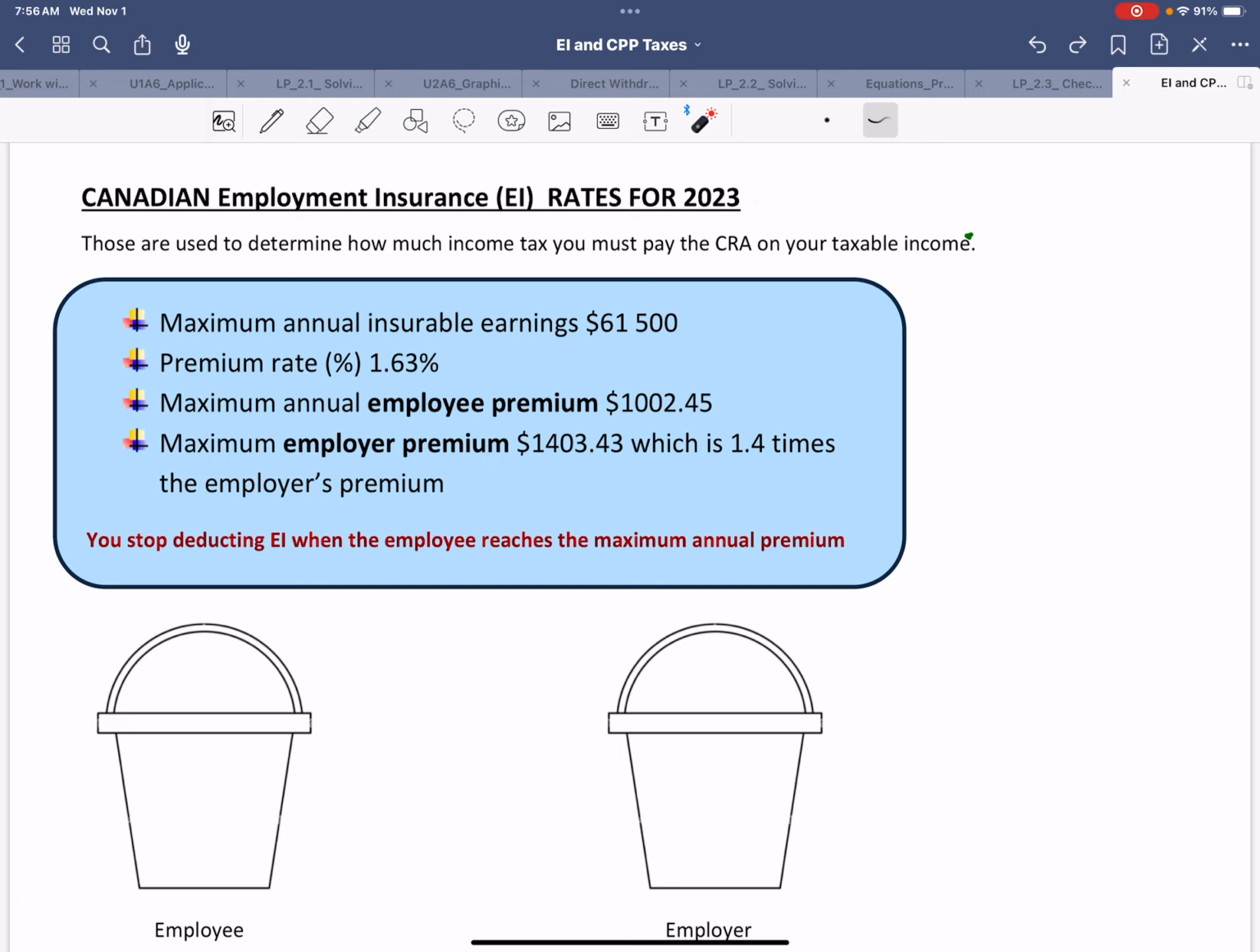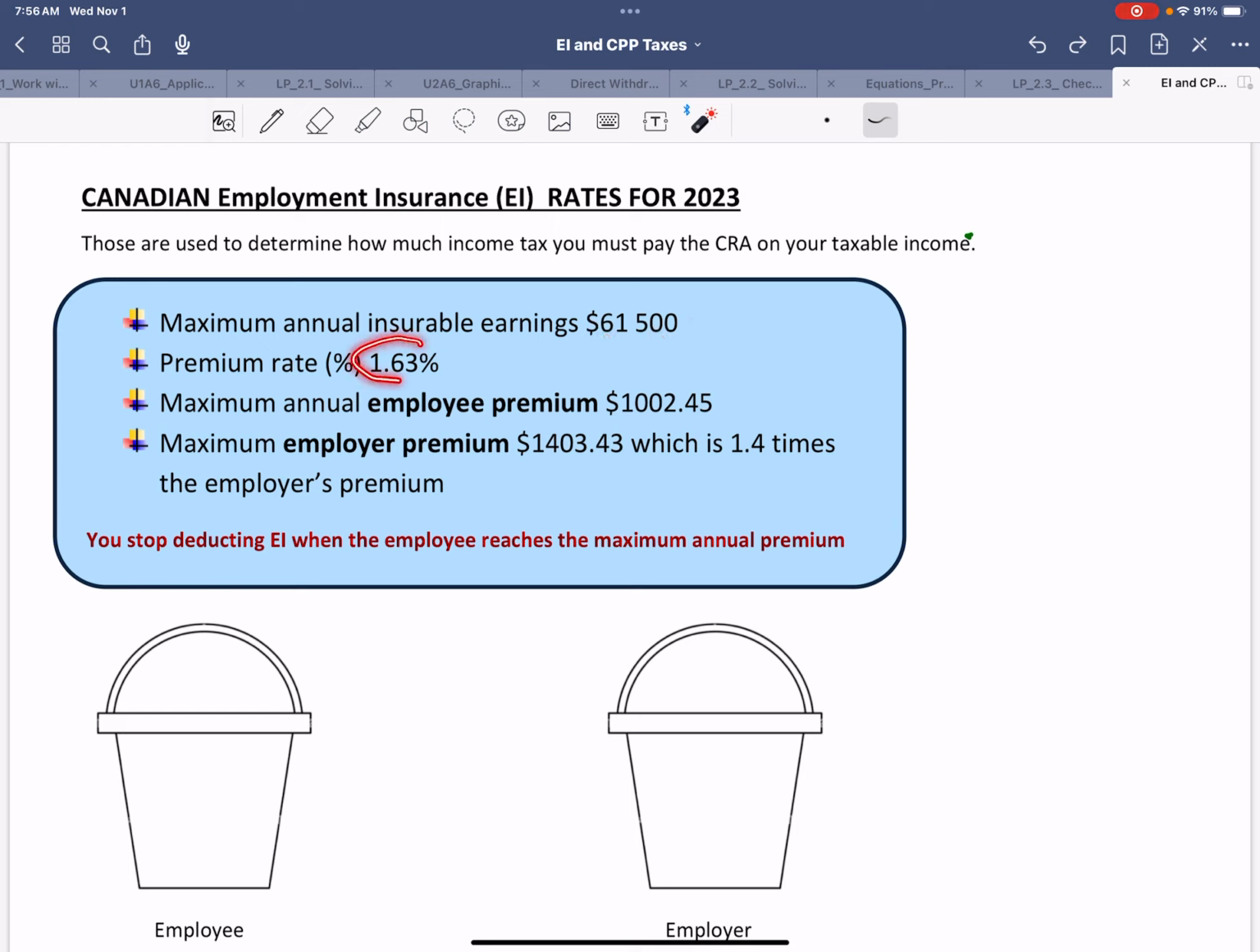Now, the rates that you see in here are for the year 2023. The maximum annual insurable earnings is $61,500. So what that means is that you have to pay employment insurance for a salary up to $61,500. Any dollar that you make above $61,500 does not get employment insurance deductions.